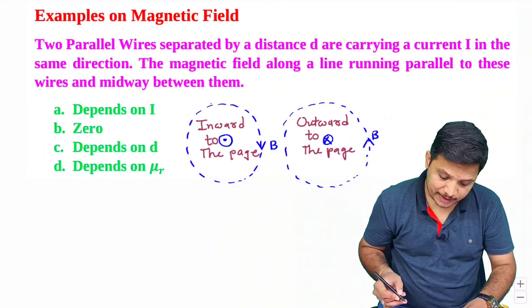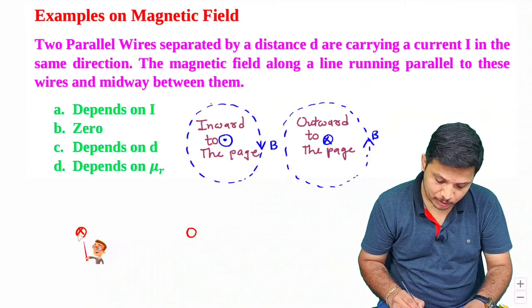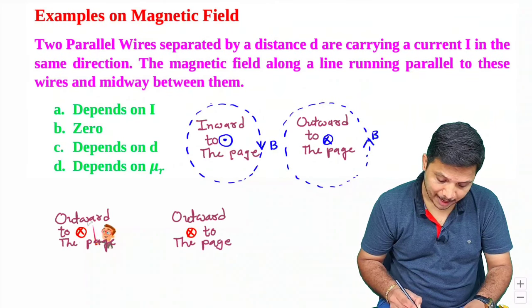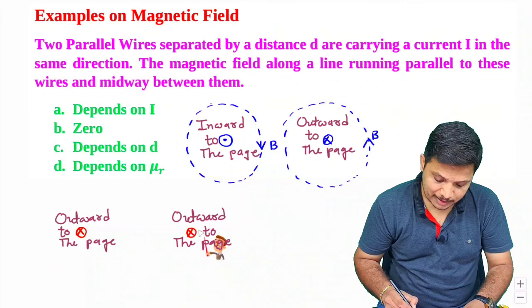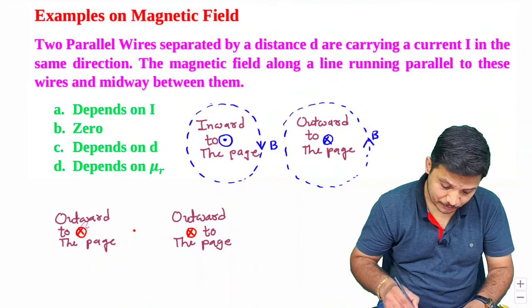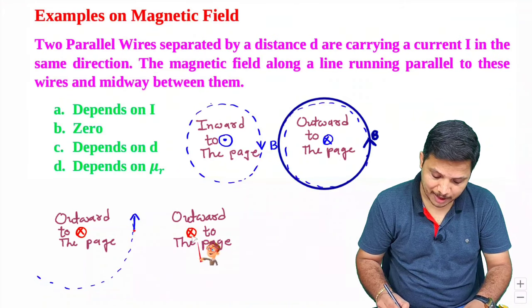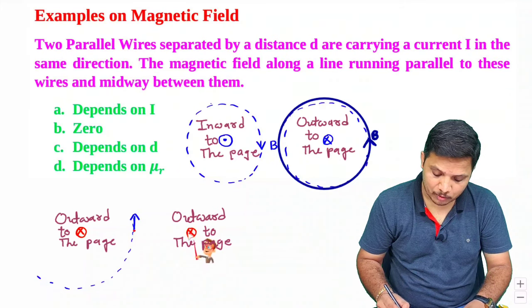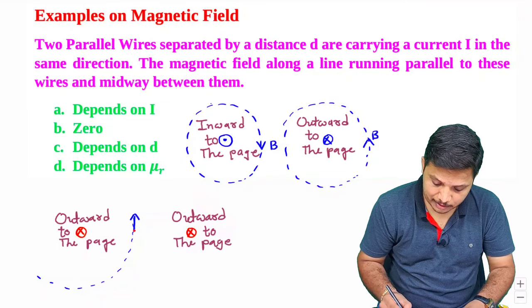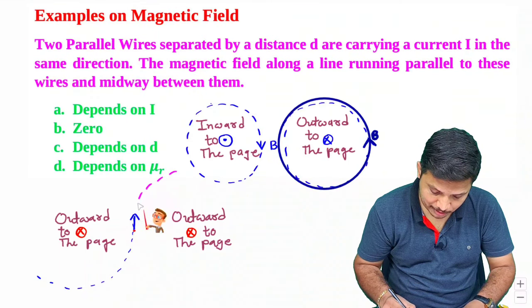Now see here, I have two wires and both have current outward to the page. We want to calculate the magnetic field due to both of these wires at midway, that is, here. The direction due to this wire will be like this. And this wire also has current outward to the page, so here too the magnetic field will be counterclockwise. So due to this wire, magnetic field will be in counterclockwise direction, you see.